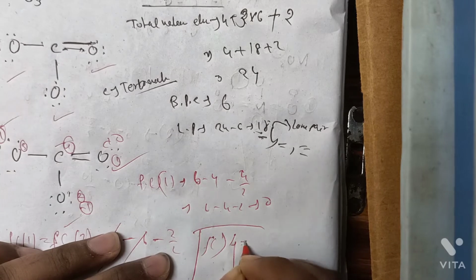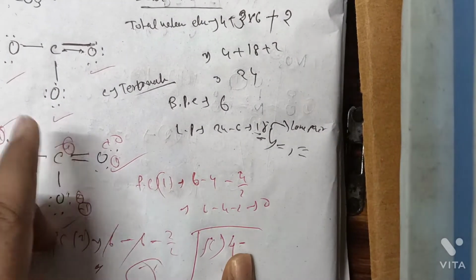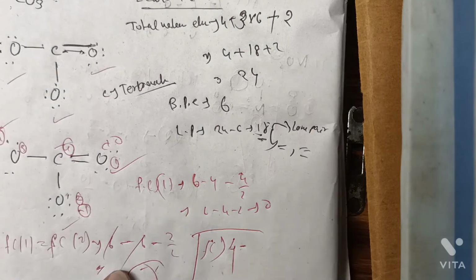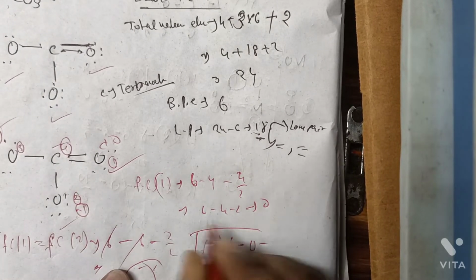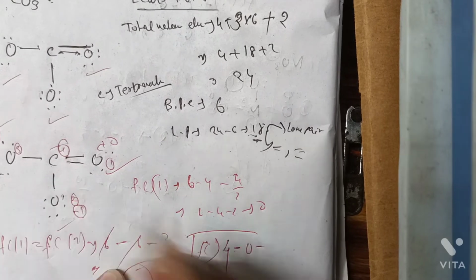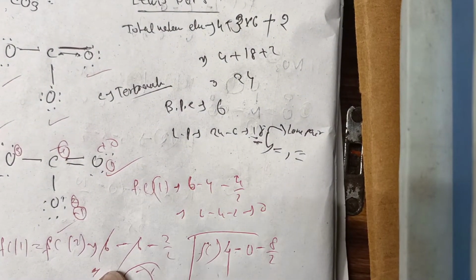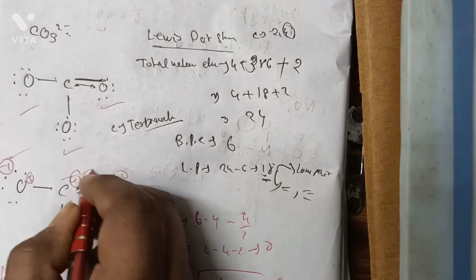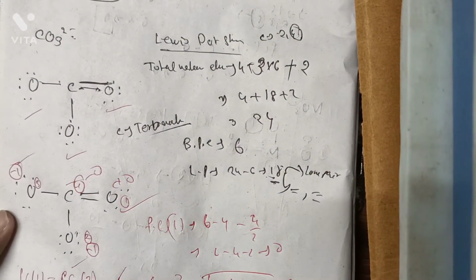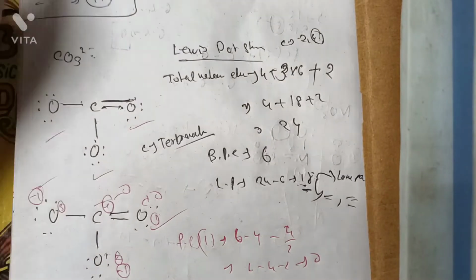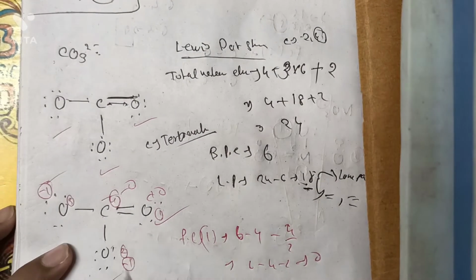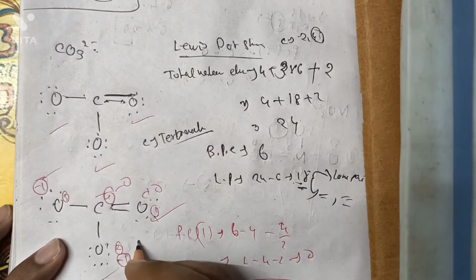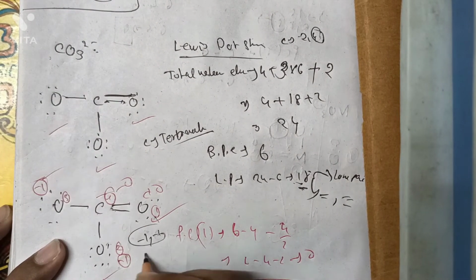4 minus lone pair electrons. It has no lone pair, since it has already completed its octet: 1 2 3 4 5 6 7 8. So 4 minus 0 minus bond pair electrons, 8 electrons divided by 2. So 4 minus 4 is 0. So if you can see, it is also 0. That means if you see closely, it has 0 charge. This one has -1, so -1 minus 1 makes -2.